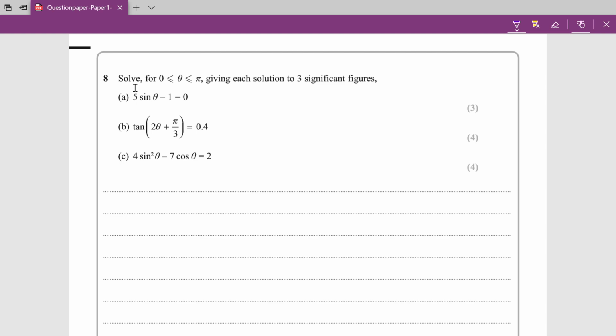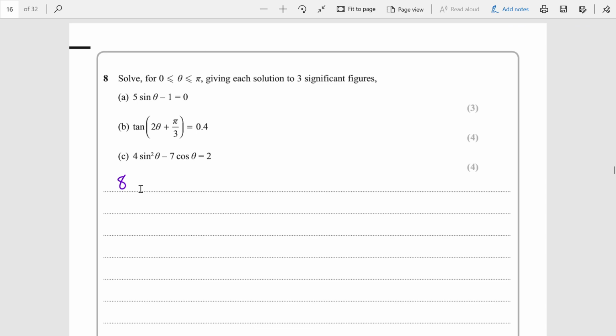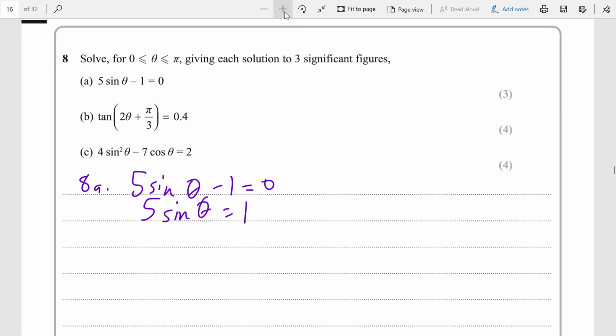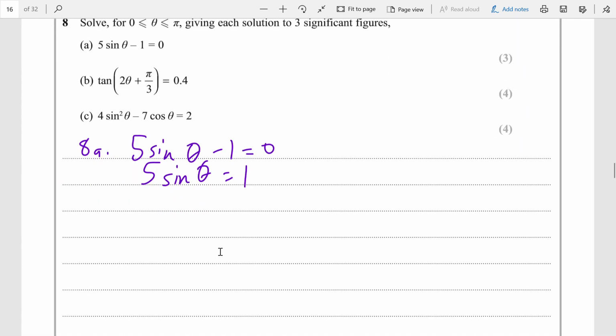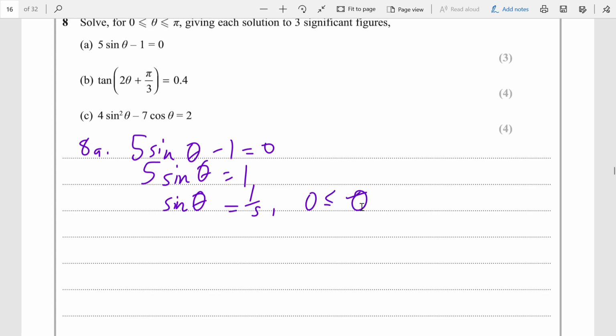Anyway, firstly it says 5 sine theta minus 1 is equal to 0. So in 8a, 5 sine theta minus 1 is equal to 0, and that means that 5 sine theta is going to be equal to 1. Alright, let's zoom in a bit. 5 sine theta will be equal to 1, or in this case, sine theta is 1 over 5 for 0 is less than or equal to theta is less than or equal to pi.